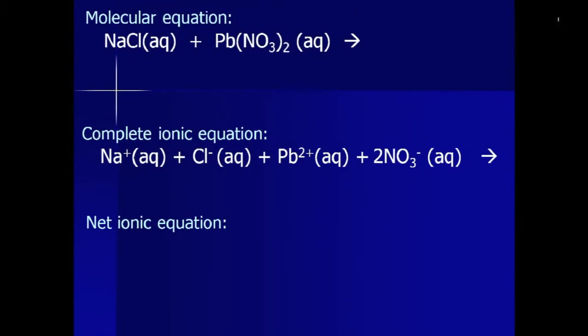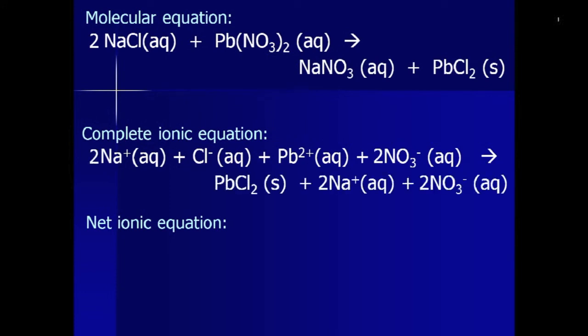Now that we have our overall product, we can finish writing our equations. Lead-2 chloride will be our solid, with sodium nitrate as our leftovers. So the molecular equation will look like this. As for our complete ionic equation, it will look like this. Notice that the lead-2 chloride remains together as a solid. Its ions are no longer floating around in solution. Its attractive forces formed an organized ionic solid.